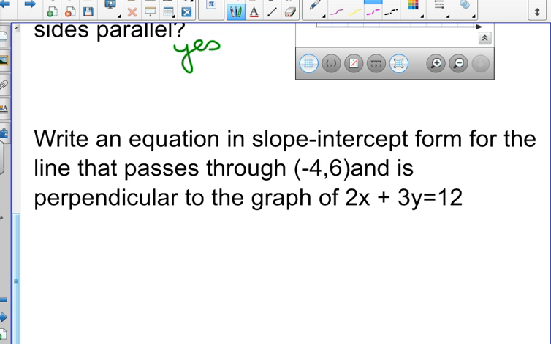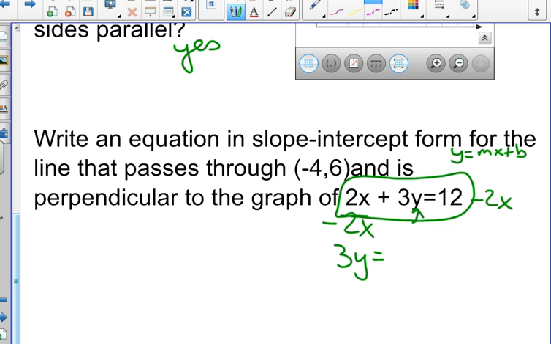Okay, write an equation in slope-intercept form for the line that passes through (-4, 6) and is perpendicular to the graph of 2x plus 3y equals 12. First of all, we need to put this equation in slope-intercept form to figure out what the slope is. Slope-intercept form is y equals mx plus b. That means our equation needs to equal y, so we need to isolate y. We subtract 2x from both sides. We're left with 3y is equal to 12 minus 2x. Then we divide everything by 3, so we have y equals 4 minus 2/3 x.